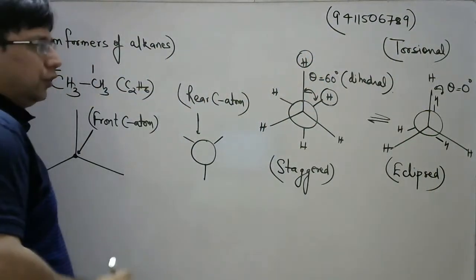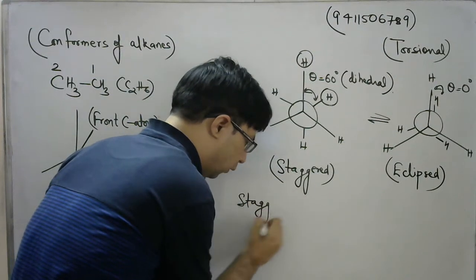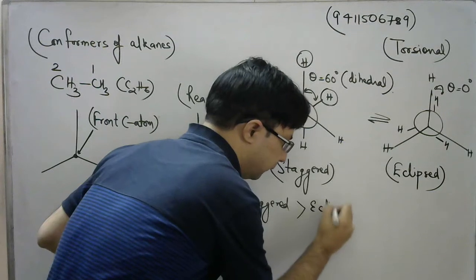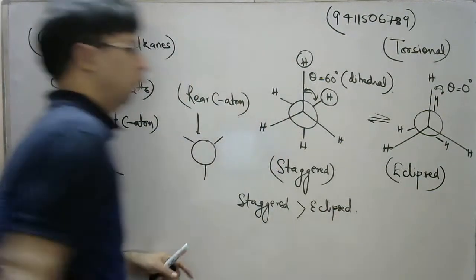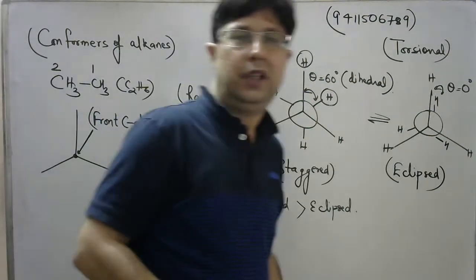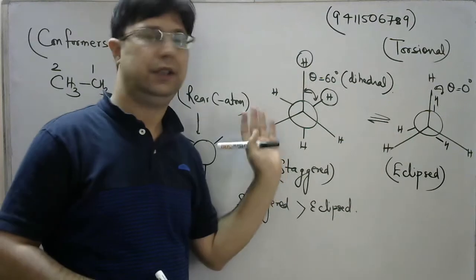So, because of the torsional strain, we say the stability order will be: the staggered form will definitely be more stable than the eclipsed form for the molecule of ethane. Is it clear? So if I say how many conformers are possible, I have drawn the extreme conformers of ethane.